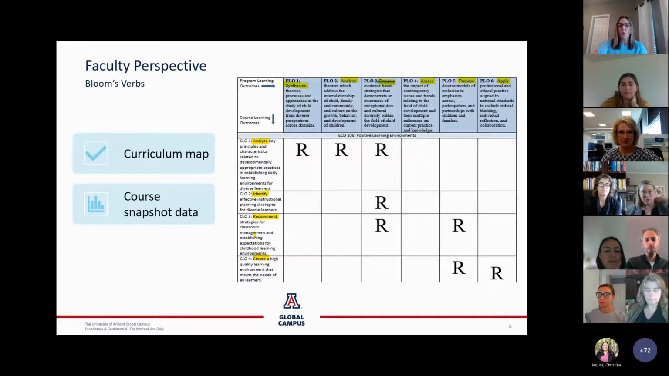And if you don't know how to find your curriculum map, Kate just put a link in the chat to where you can locate those. And I know that Nikki and her team are happy to help walk through those as well.